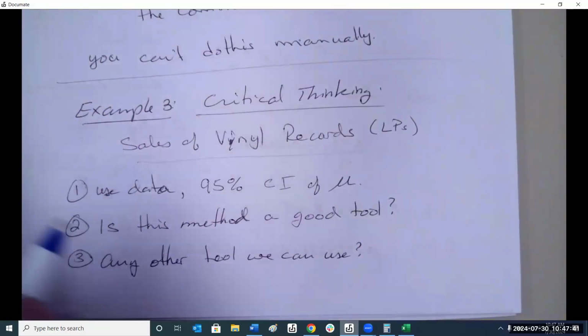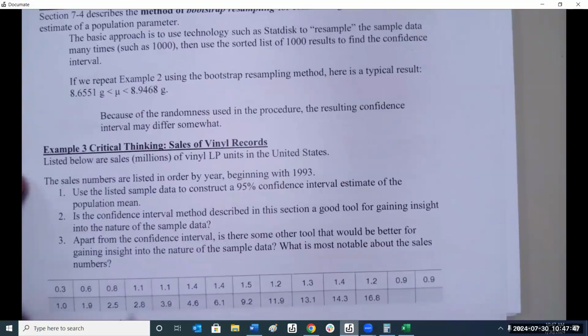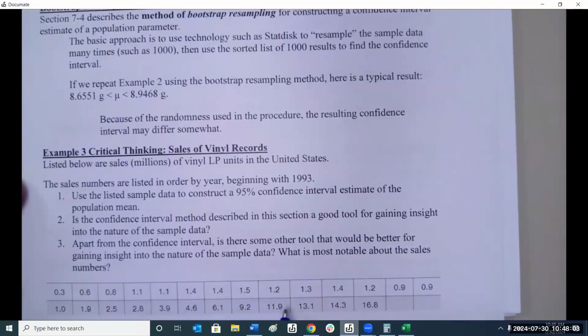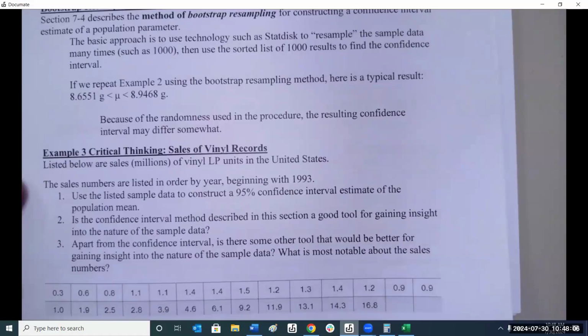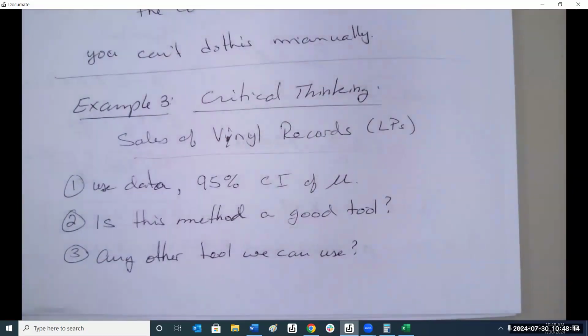And the data. Here's the question, here's the data. These are all the data by year, starting from 1993, 93, 94, 95, 96, 97, and so on. If we count them, 2, 4, 6, 8, 10, 12, 14, 16, 18, 20, 22, 24, we have 26. So let's see what happened here.